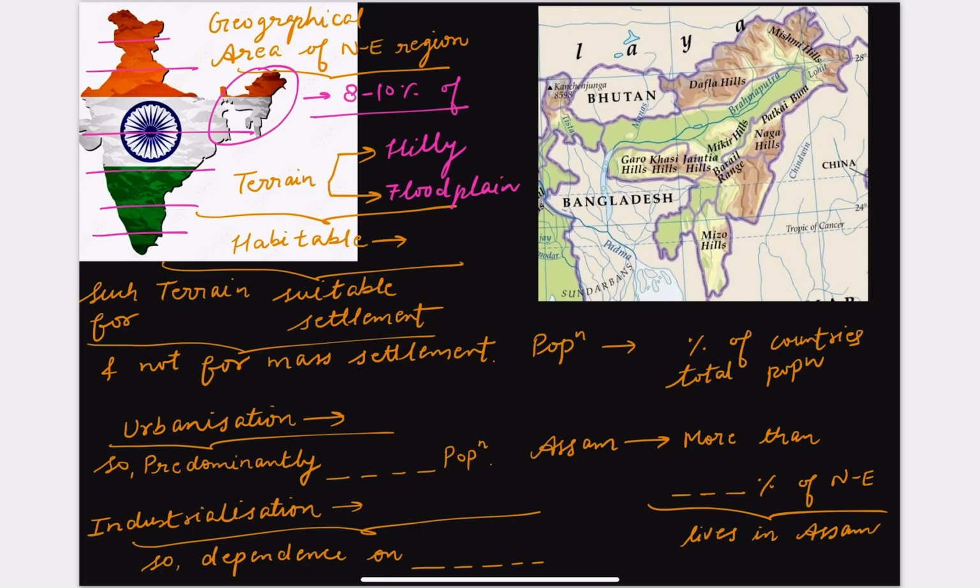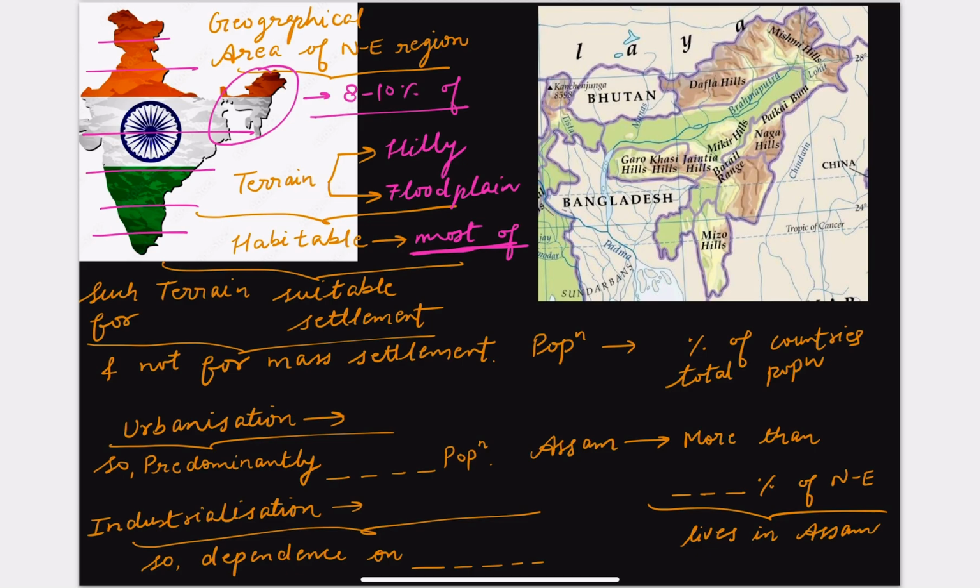Now you know that both of these terrains, hilly terrain and floodplain terrain, are not habitable. So is most of the area habitable? No. Most of the northeast region is not habitable. You can see here this area is not habitable. Why? Because it has hilly terrain. Okay, now let's move forward.